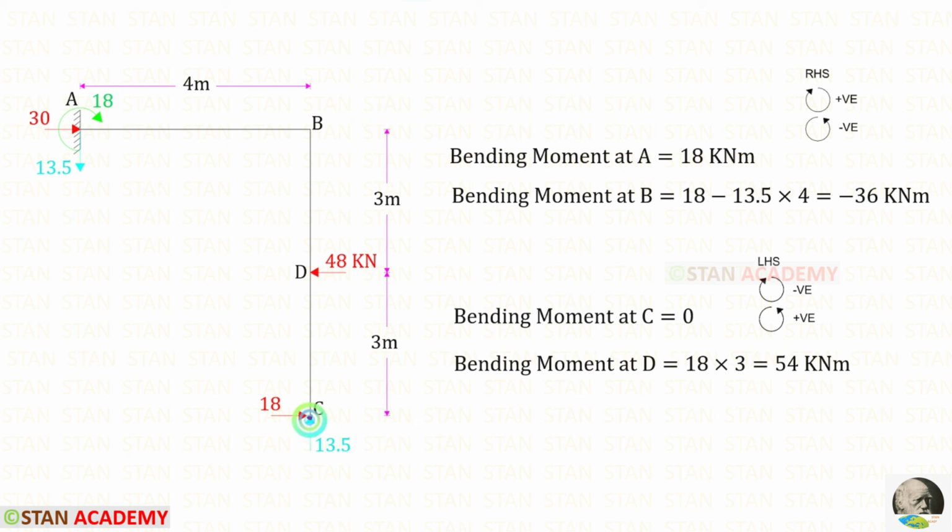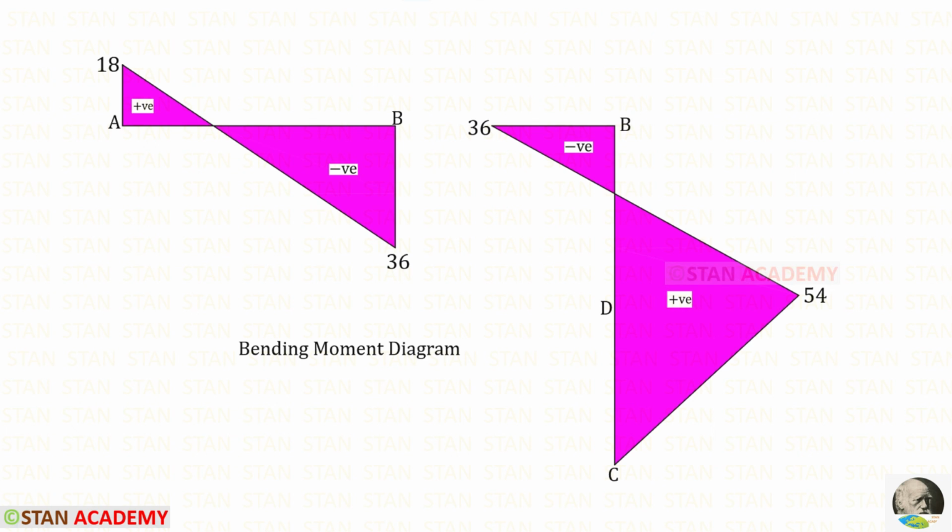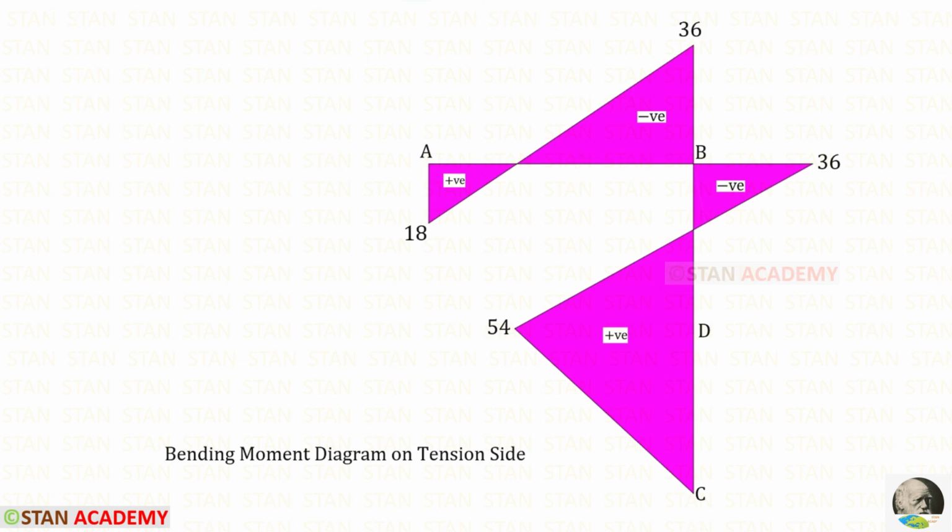We know that the point C is a simply supported end, so the moment will be 0. To find the moment at D, we can use left hand side rule. For VC, there is no perpendicular distance, so we should not consider this. HC is acting in the anti-clockwise direction, so that it will be positive and the distance is 3. For the moment at D, we will get 54. Here you can see the bending moment diagram. If you plot this diagram in the opposite sides, that is called the bending moment diagram on the tension side.